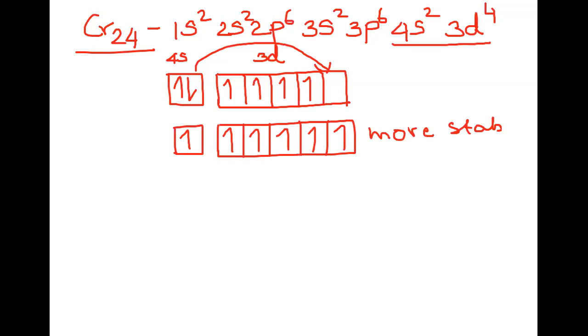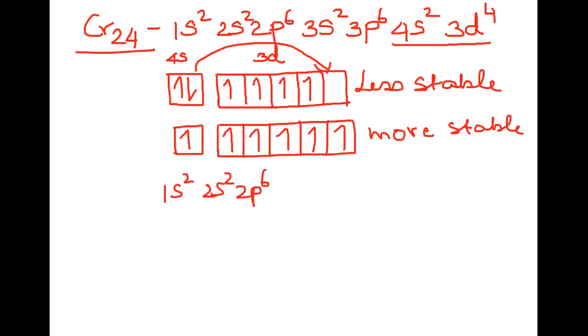This is definitely more stable compared to this one. All right. This is less stable. This is less stable. All right. And therefore the actual or the correct electronic configuration for chromium will be written as the first part remaining the same, that is 1s2, 2s2, 2p6, 3s2, all right, 3p6, 4s2, all right, and 3d4.